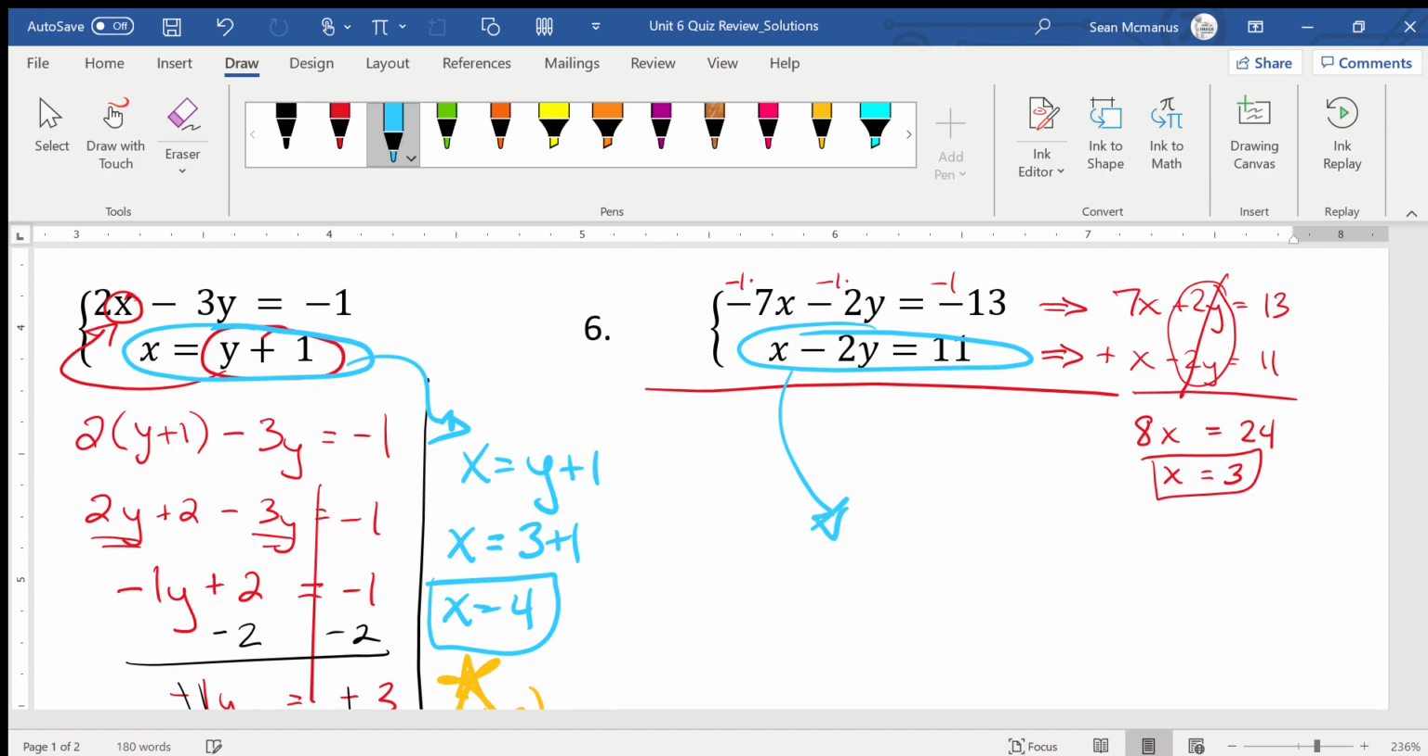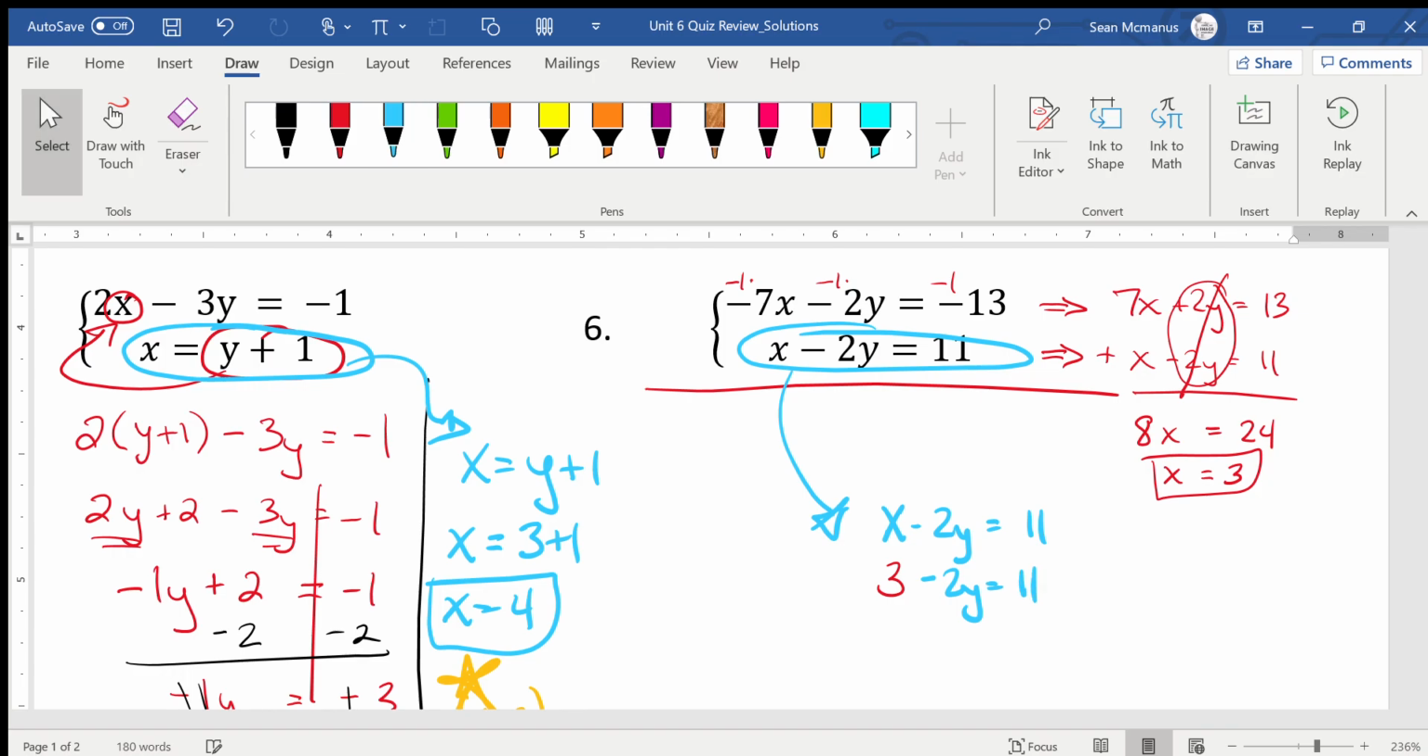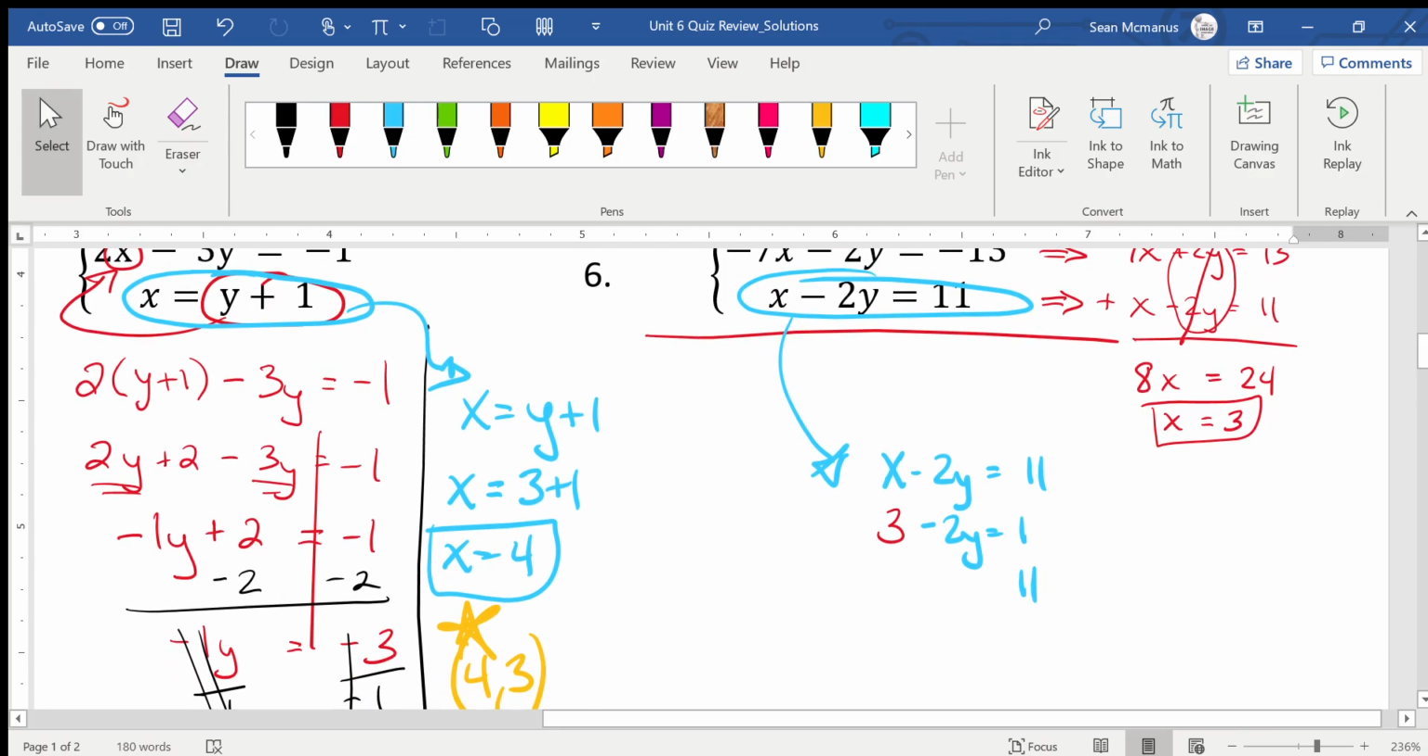So I'm going to drop it down here to solve. So x minus 2y equals 11, and the x is 3. So 3, put in red because we got it over there in the red part, minus 2y equals 11. Not sure why that kind of moved like that, but we'll fix it.